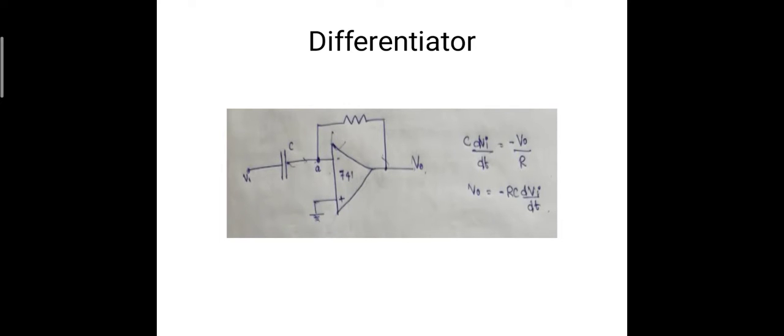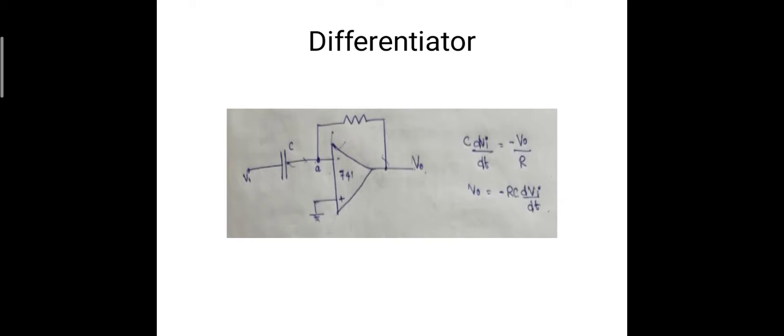Differentiator, another arithmetic operation. This circuit uses a capacitor at the input terminal. The input is given to the inverting terminal only. The feedback circuit contains a resistor, namely Rf. So on applying Kirchhoff's law at terminal A, we get C dVi by dt is equal to minus V0 by R, based on current. So thus on rearranging we get V0 is equal to minus RC dVi by dt.